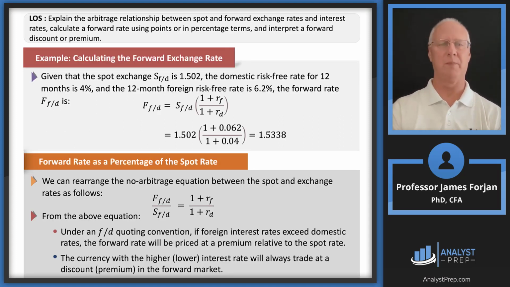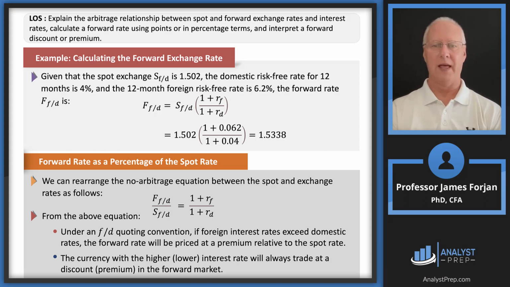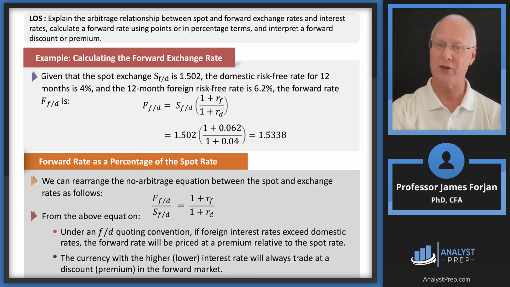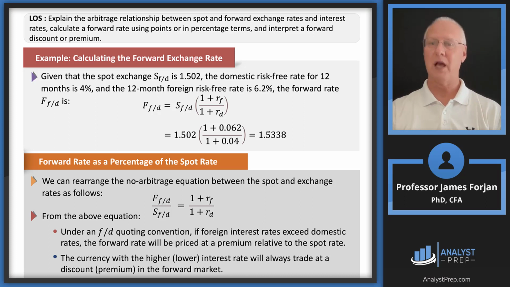All right, so here's just a quick example. If the spot rate of exchange is 1.502, the domestic rate 4%, and the foreign rate 6.2%, then all we need to do is just do the quick math. So we start with the 1.502 and we're compounding it out, right? Now, since the foreign interest rate, the Canadian interest rate, is higher than the US interest rate, that forward rate is going to be higher than the spot rate. So we get 1.5338.